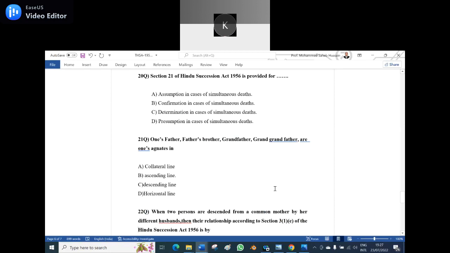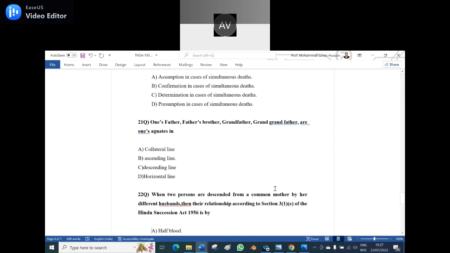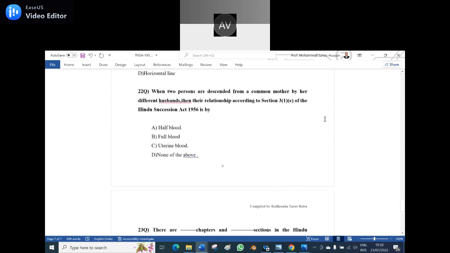Now, 22nd question. When two persons are descended from a common mother by her different husbands, then their relationship according to section 3(1)(e) of the Hindu Succession Act 1956 is by A, half blood, B, full blood, C, uterine blood, D, none of the above. C, uterine blood. Option C is the correct answer.